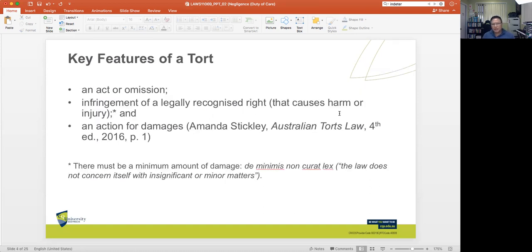Again, when you talk about the key features of a tort, we recall there has to be an act or omission. And in this particular module, we're going to be examining that act or omission which can be considered to be negligent. And because of that act or omission which is considered negligent, that then leads to an infringement of a legally recognized right that causes harm or injury, and it will then lead to an action for damages.